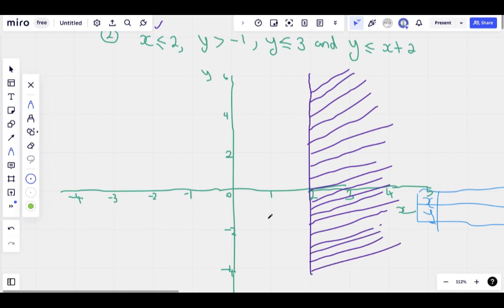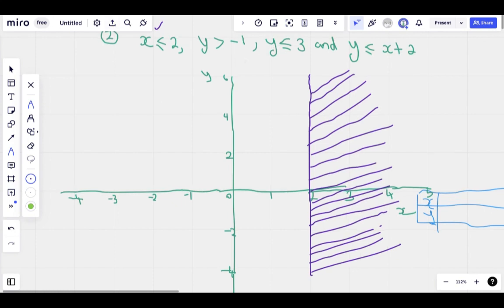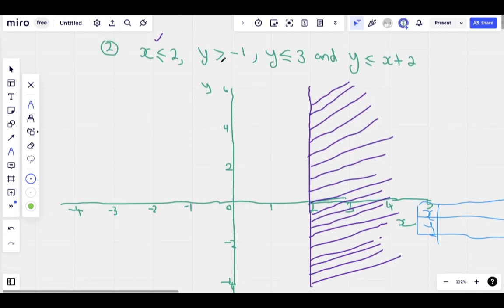That's the first step. Every inequality we take, we do this to it. Now look at this one. y is greater than -1. We're going to use a broken line. Why? Because this is only greater than, not greater than or equal to. Are you with me?